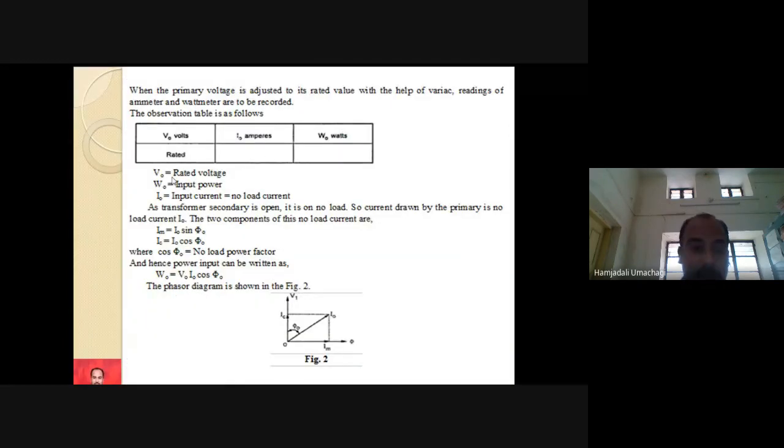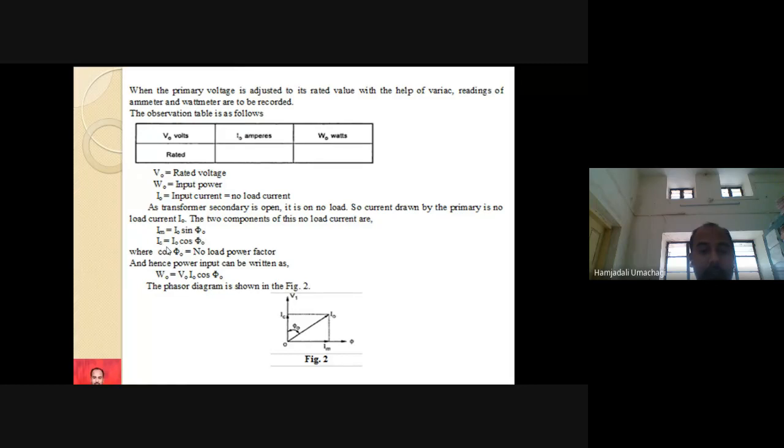Then let us see what is V0. V0 is the rated voltage, W0 is the input power, that is the iron loss, and I0 is the no load current. Now using I0, W0, V0, let us find out the magnetizing current Im. So the magnetizing current Im is equal to I0 sin phi0. This we have already seen. So Im, the magnetizing component, is equal to I0 sin phi0.